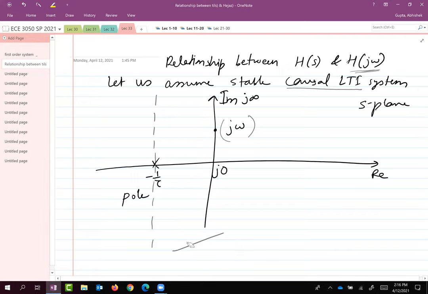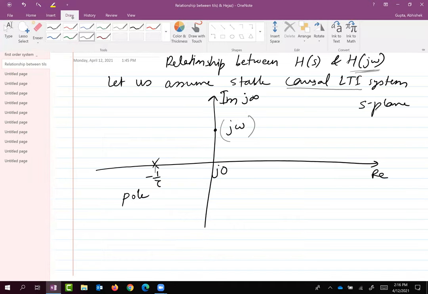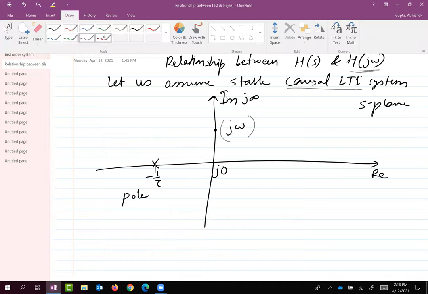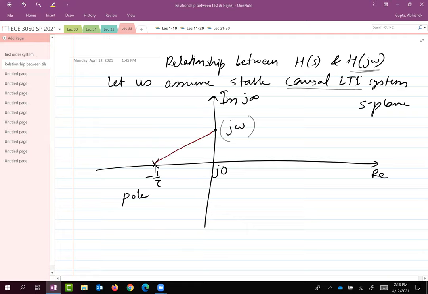So let me remove this region of convergence part. Now, I want you to think about this quantity, this theta and the length of this line segment. So this line segment connects j omega to minus one over tau in the complex plane. So someone wants to tell me what the value of theta is and what the magnitude, the length of this line segment, is.